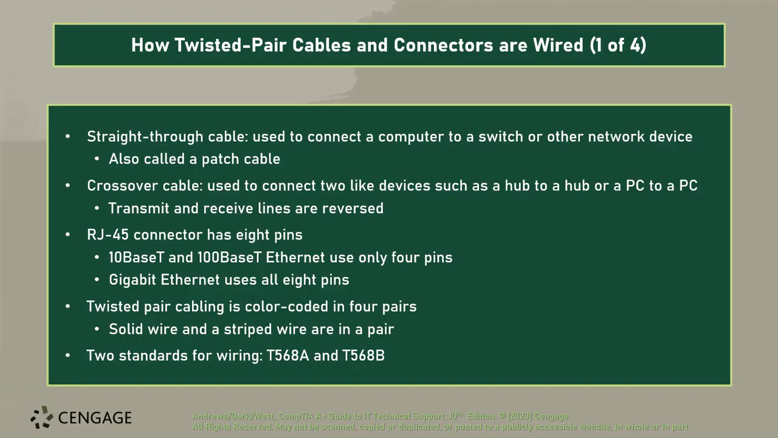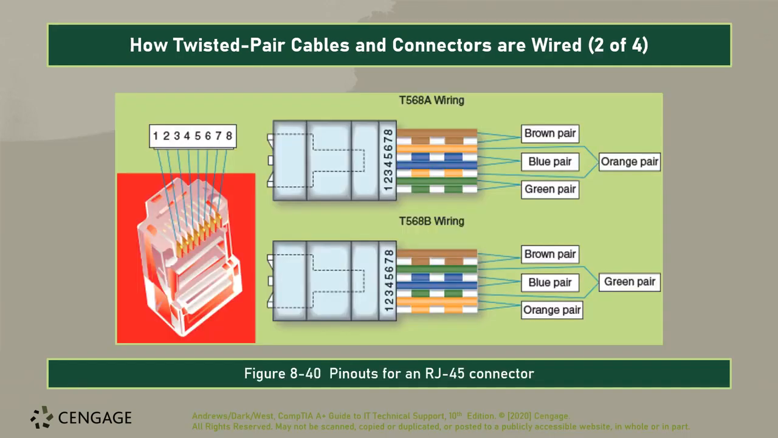Twisted pair cabling are color-coded in 4 pairs, solid and striped for each. So you have brown, green, orange, and blue. The standards are 568A or B, and they look like this. So 568A, meaning that if we were looking at this thing from the top down, as it were, we can see the cables lined up as green is 1 and 2, orange is 3 and 6, blue is 4 and 5, and brown is 7 and 8.